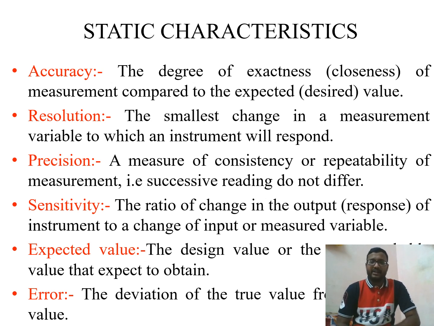For example, take the silicon diode. What is the cut-in voltage of a silicon diode? 0.6 volts. And similarly for germanium, 0.3 volts. That means the exact value is 0.6 volts. So that is the accurate value.